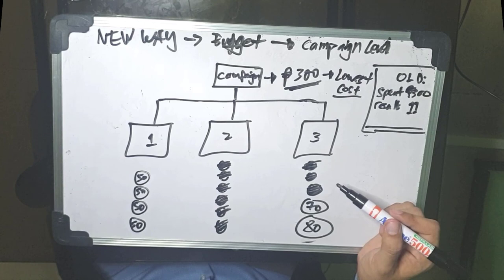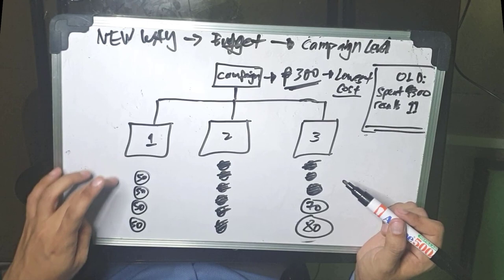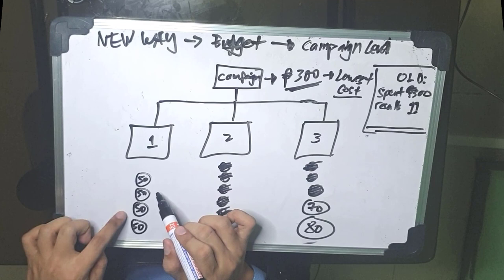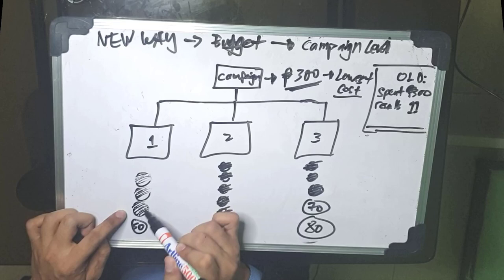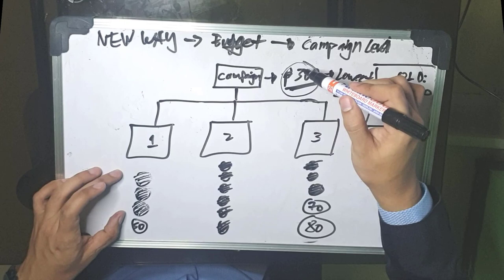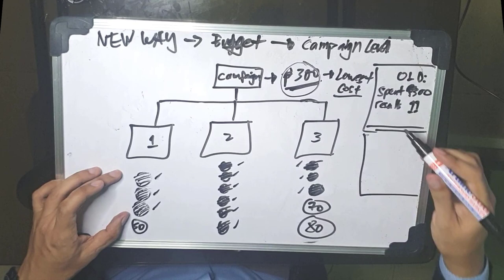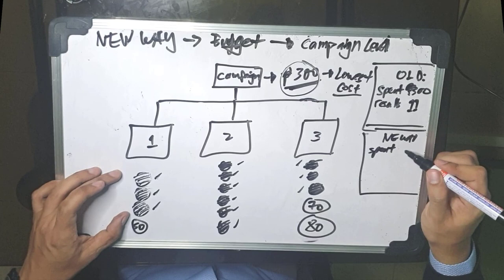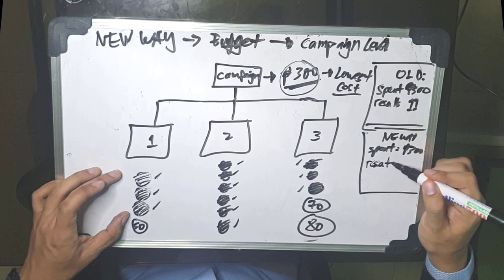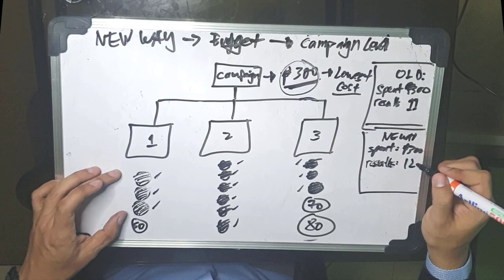And then, meron ka pang natitirang 150 pesos. So, on your 150 pesos, you will be able to afford, or your campaign will be able to afford 3 optimizations, itong tatlong tag 50. So, 50 plus 50 plus 50 equals 150. So, all in all, at the end of the day, you spent 300 pesos and you got how many opportunities? 1, 2, 3, 4, 5, 6, 7, 8, 9, 10, 11, 12. Now, ibig sabihin ito, sa new way, sa same spent, which is 300 pesos daily, you got more results. So you have now 12 results.